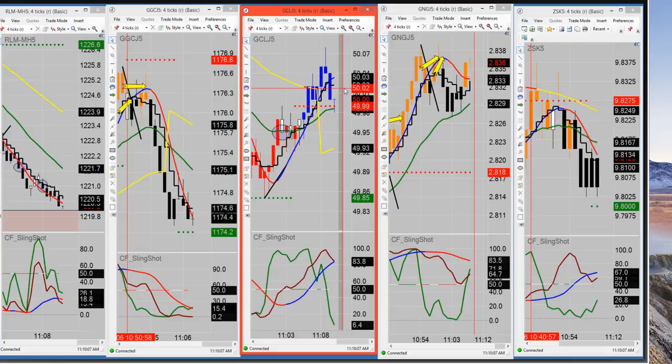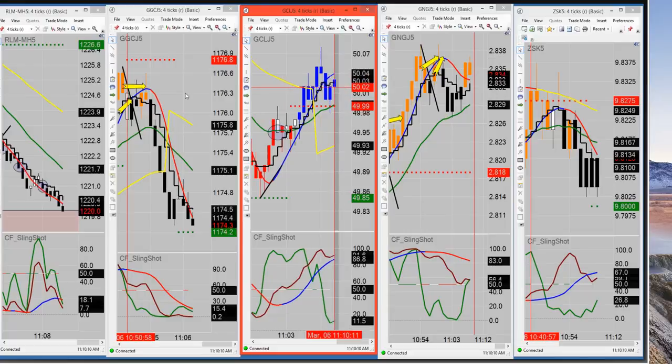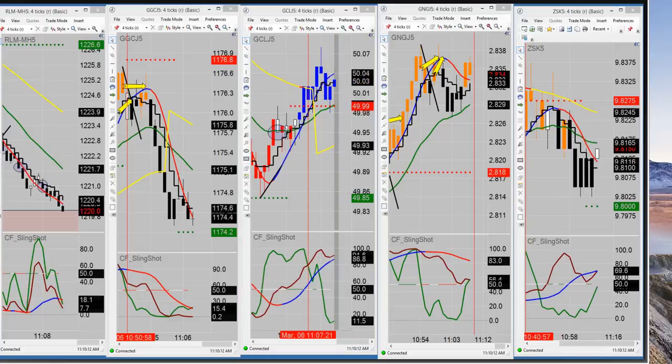Oops. There's a trade here on crude, an up close here at 50.02. Be a long trade right there on crude.